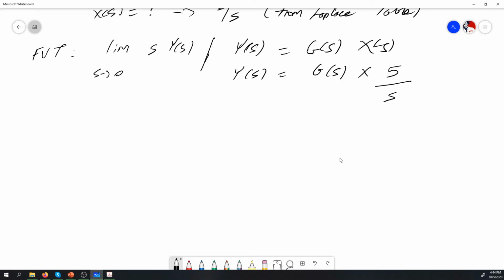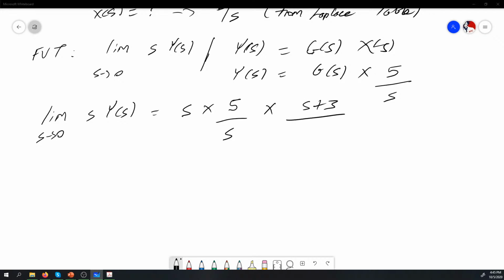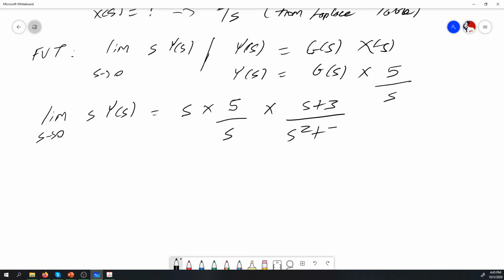So in evaluating the limit, s tends towards 0 of s Y(s), this will be s multiplied by 5 divided by s, multiplied by our G(s) signal, which was (s plus 3) over (s squared plus 5s plus 4). Make sure I'm copying this down correctly. These s's here will cancel.